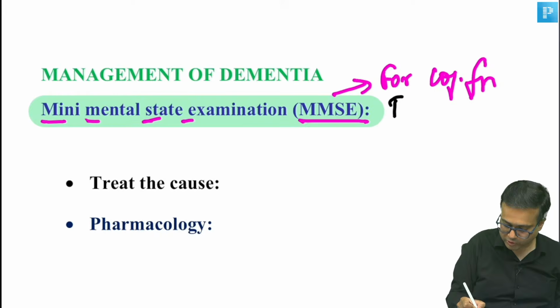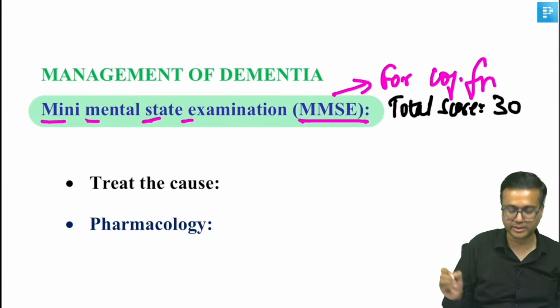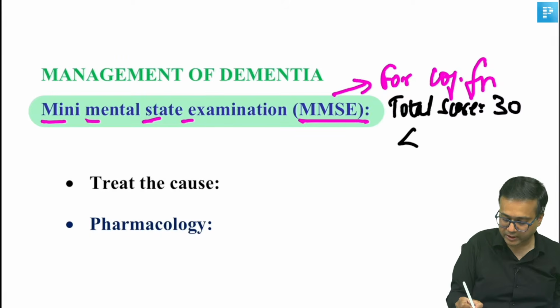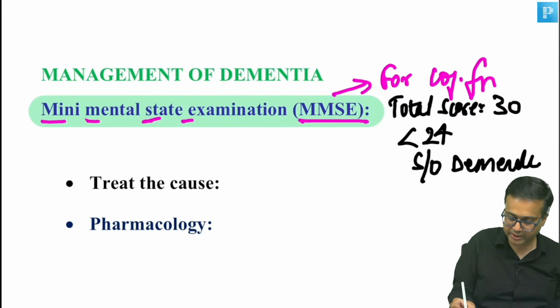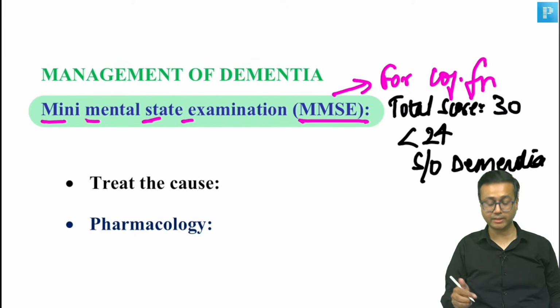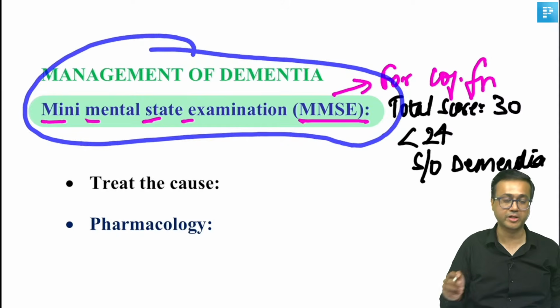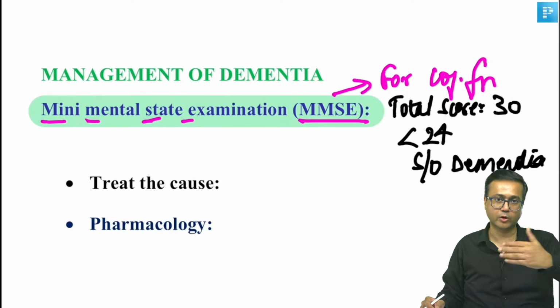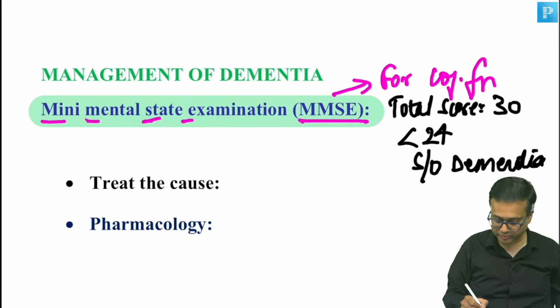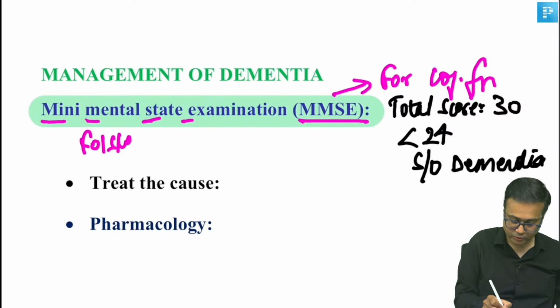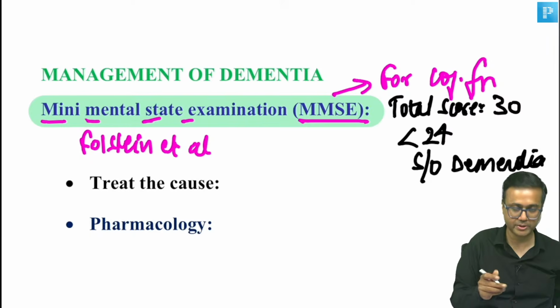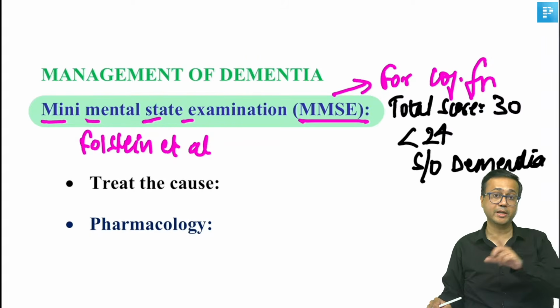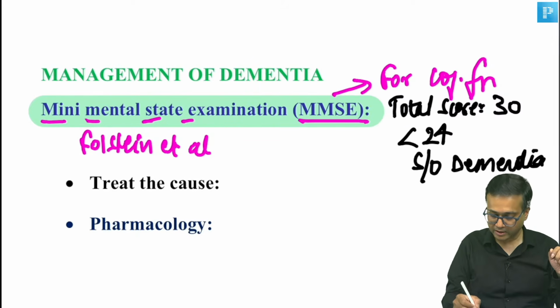But what is the total score of MMSE? Remember, it is 30. And we say anybody scoring less than 24, it is suggestive of dementia. We are not making a definitive diagnosis, but it suggests that probably the patient has cognitive impairment, so the patient may have dementia. We may have to assess the patient further, in a more elaborate manner. This was given by Folstein et al., also sometimes known as the Folstein test. So MMSE, but please remember, it is assessing cognitive function.